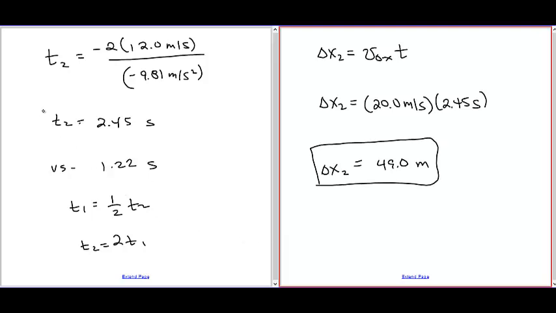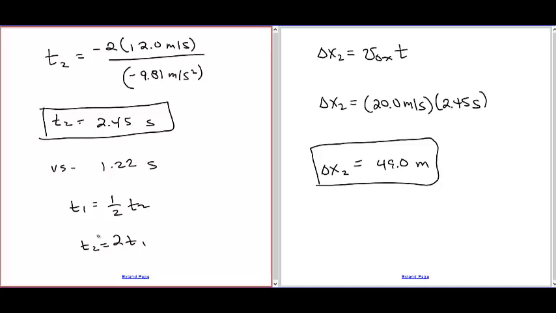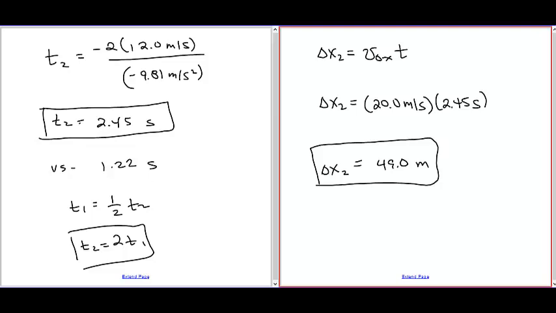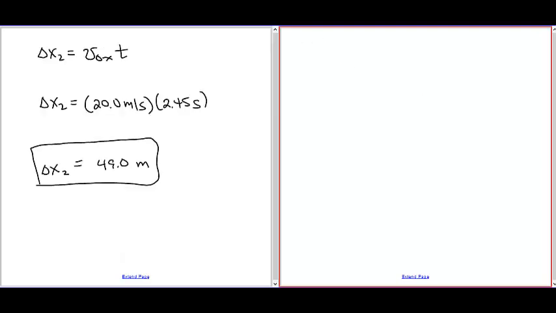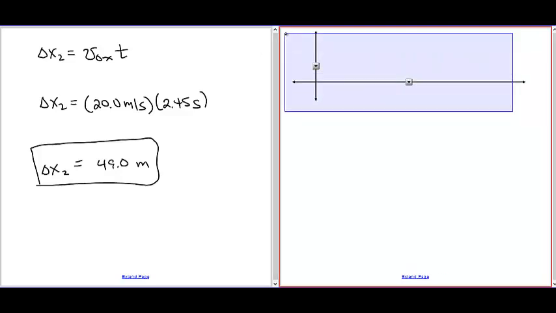Part C was this, and this part. And the last part is these curves. So let's plot all of these. X versus T, Y versus T. Okay. So those are going to be both positive.